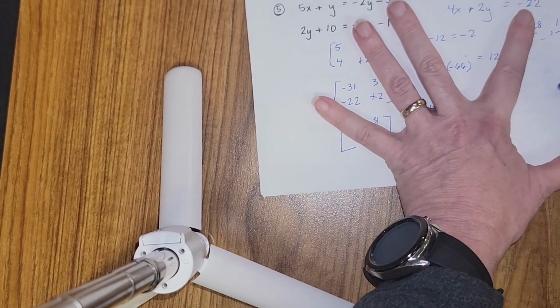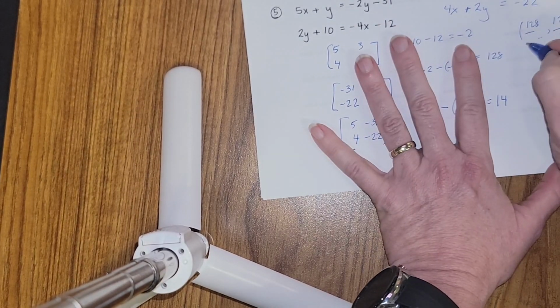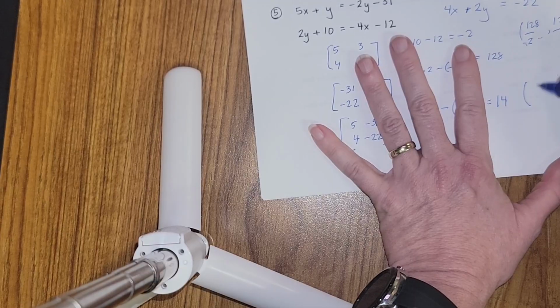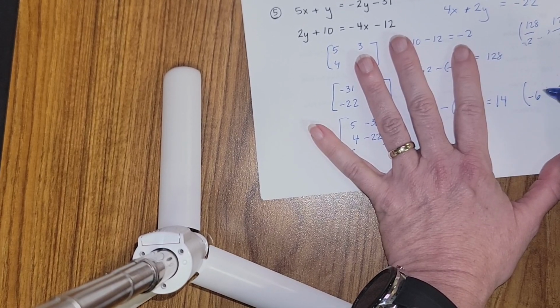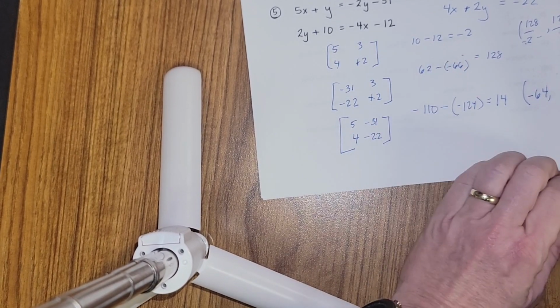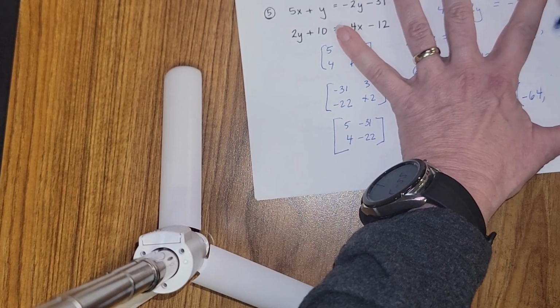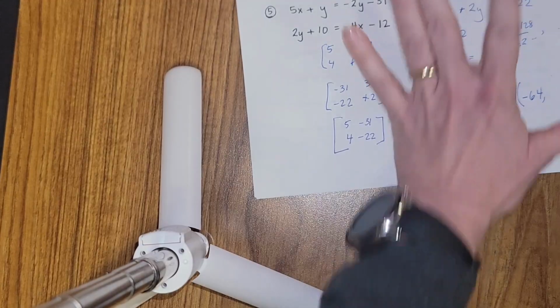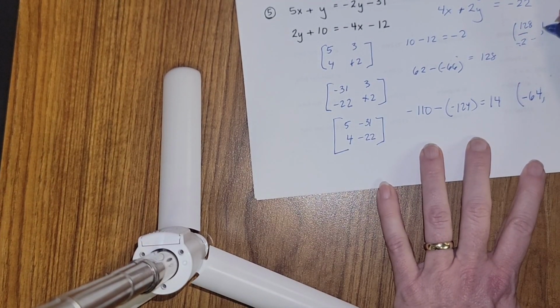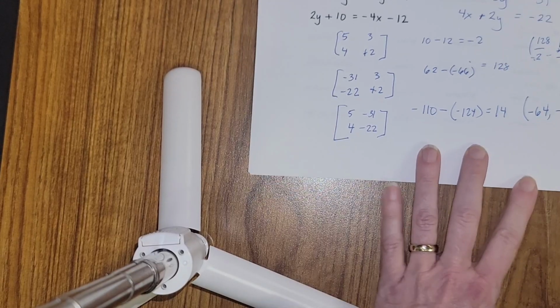Yikes. Okay. That makes some whole numbers at least. So that makes it negative 64 over, I even wrote that one upside down, so 14 over negative 2, negative 7. There we go. That's better.